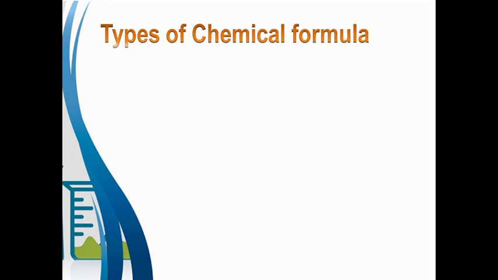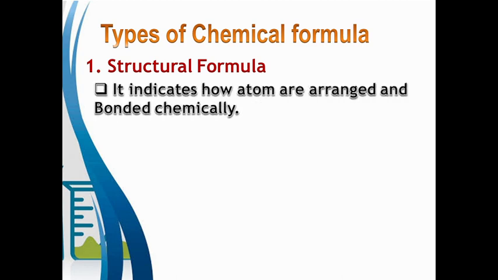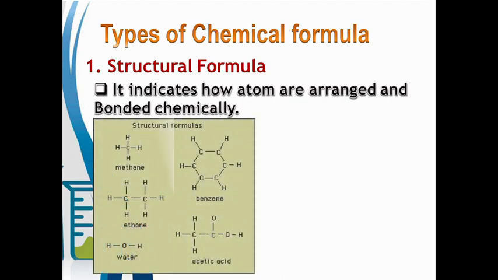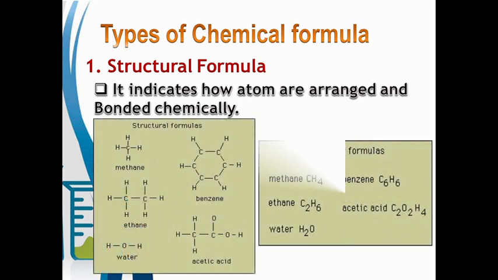There are different types of chemical formulas used to represent the bonding of atoms to form a compound. These are the structural formula, molecular formula, and the empirical formula. The structural formula indicates how atoms are arranged and bonded chemically. For the examples, we have methane, ethane, water, benzene, and acetic acid.